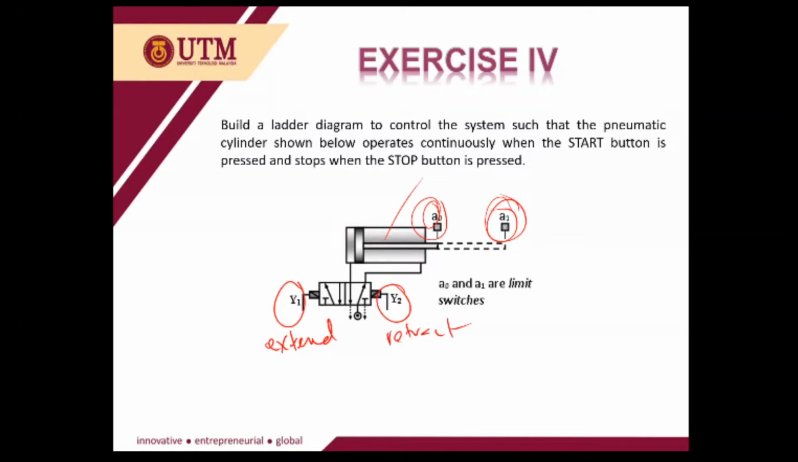We need to build a circuit to control the cylinder operation. You press the start button, the cylinder will go in and out, in and out, in and out. When you press the stop button, only then will the cylinder stop. Do you understand what we need to do here?